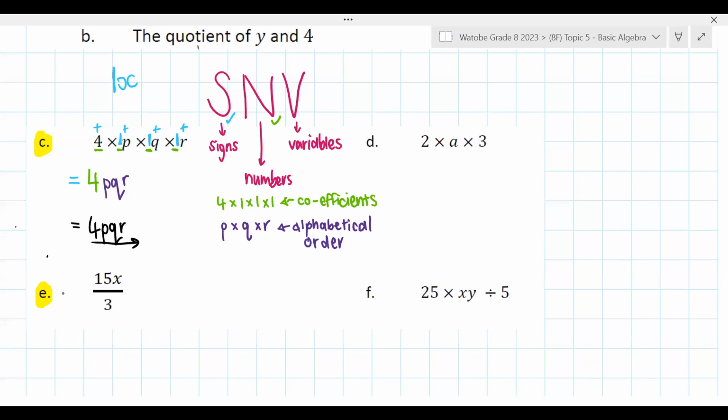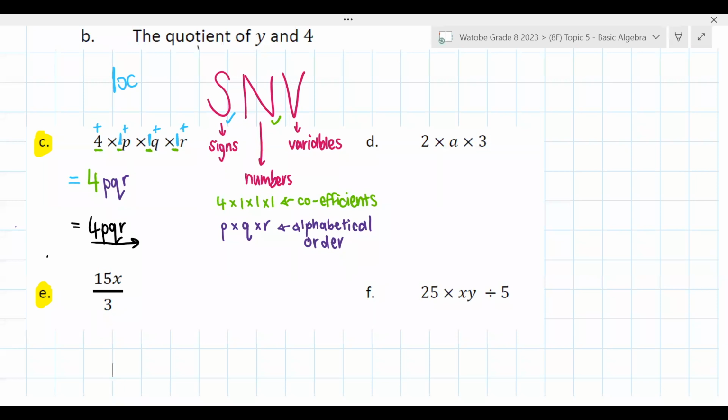So signs, numbers, variables, very useful. It helps us multiply and divide correctly. And make sure that when you are working with those variables, again, write them down in alphabetical order.